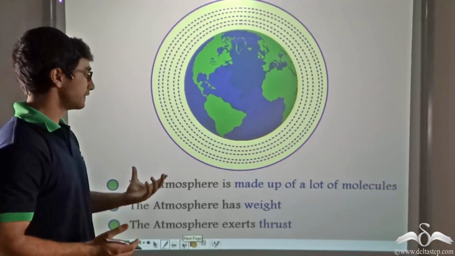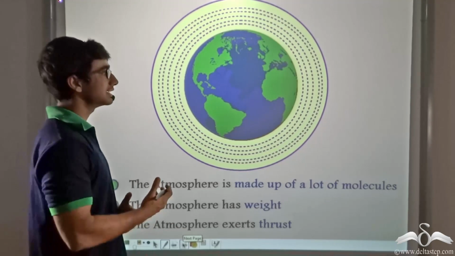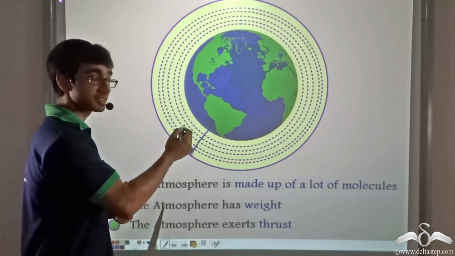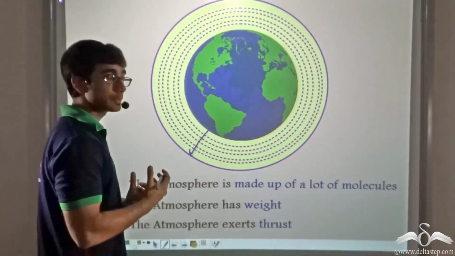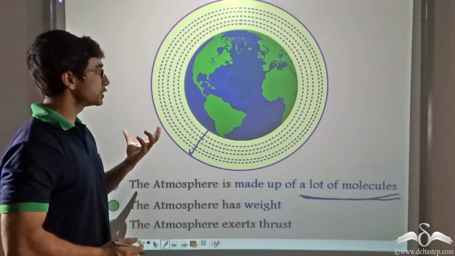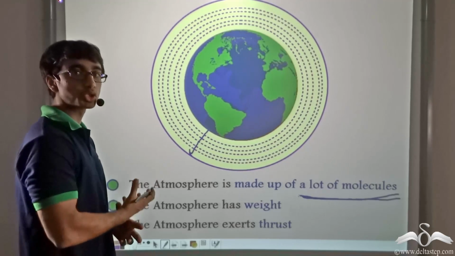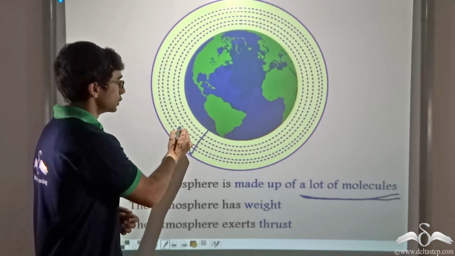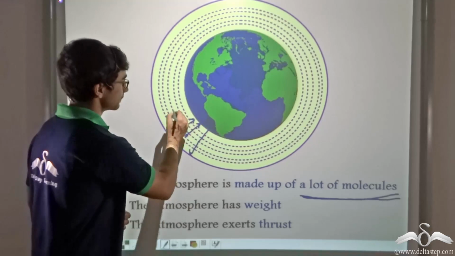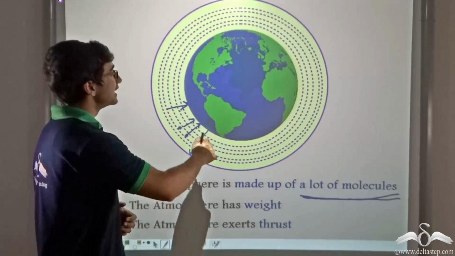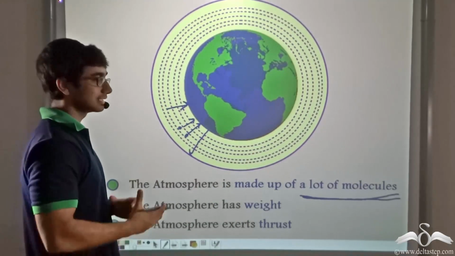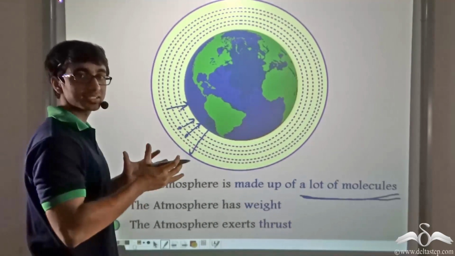So now consider the fact that the atmosphere is made up of a lot of molecules because it is primarily gas, and since it is present to a certain height above the surface of the Earth, all around the Earth, it will be made up of billions and billions of molecules. Similarly, the atmosphere will have a certain amount of weight, because these molecules will be attracted by the gravity of the Earth and will be exerting their weight on the surface of the Earth. So consider billions and billions of molecules all exerting their weight simultaneously on the surface of the Earth. Obviously, this atmosphere in its entirety will exert its weight on the Earth.